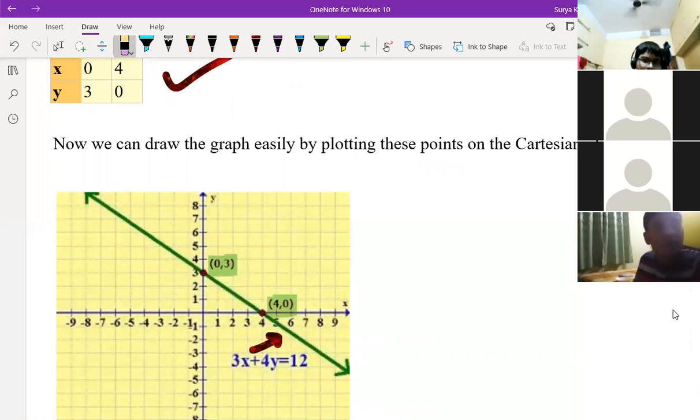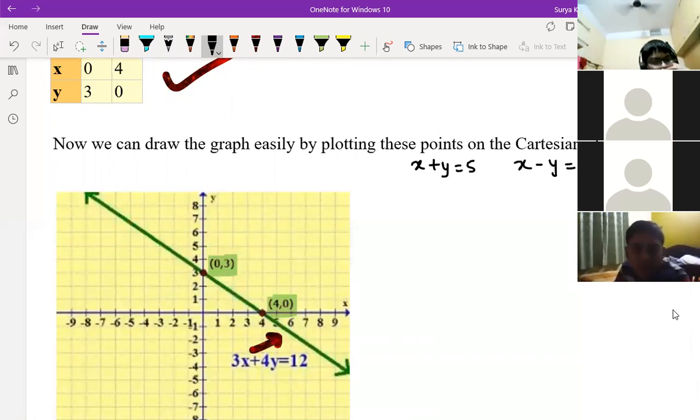Suppose I'm telling you x plus y is equal to 5 and x minus y is equal to 1, okay? So what we should do is, I'm telling about the substitution method, for two equations, first equation and second equation.